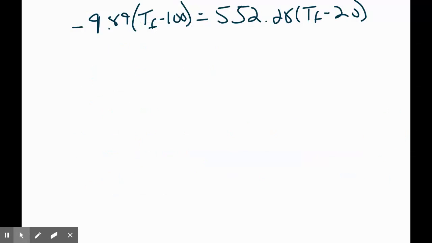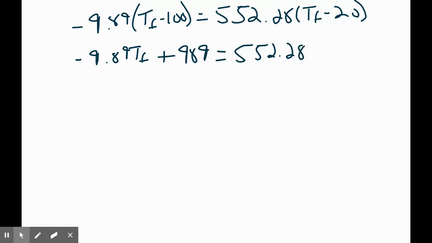So now remember your algebra, you want to distribute on both sides. So you get negative 9.89 TF plus, because you're multiplying by a negative, 989 equals 552.28 TF minus 1145.76. Okay? So now move your like terms to either side of the equation.